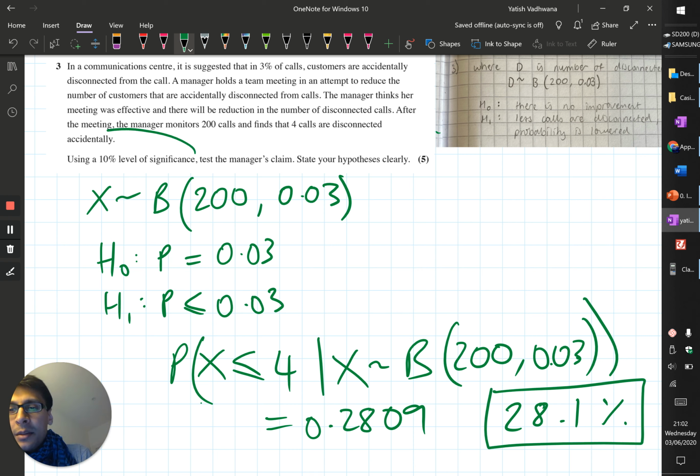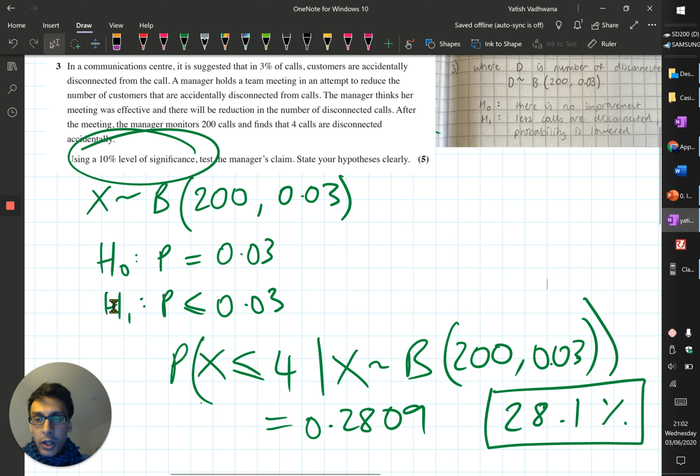Now, we're using a 10% significance level. Now, you can see clearly that 28.1% is outside of that bound. So from that, we can say that we are going to reject the alternative hypothesis, and then we can say there's insufficient evidence to suggest that the manager's meeting was successful in reducing the calls cut off. I hope that is useful.